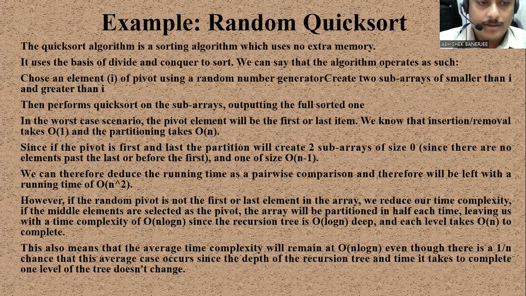However, if the pivot is the first or the last, the partition will create two subarrays of size 0, since there are no elements after the last or before the first, and one of size n minus 1. We can therefore deduce the running time as a pairwise comparison, and we are left with a running time of order of n squared.